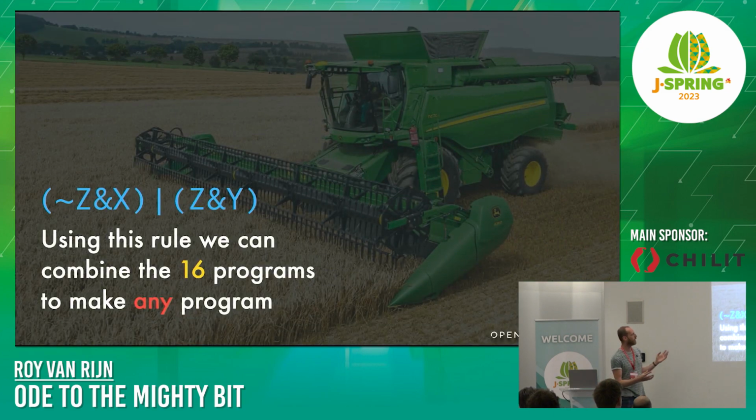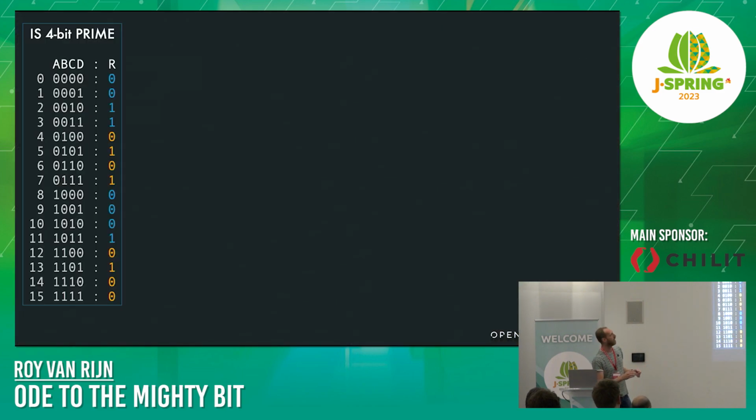So using this rule, we can take all these 16-bit programs and combine them to make any program on Earth. So if you want to replace my entire MacBook, just describe every input bit and every output bit, and I can give you the program. So, a 4-bit prime searching program takes 4 bits, 16 numbers, as input, and it returns true if it's a prime number.